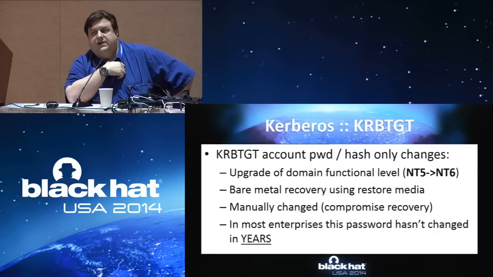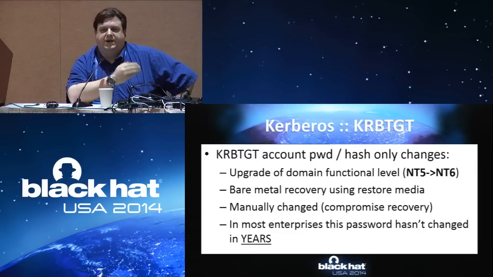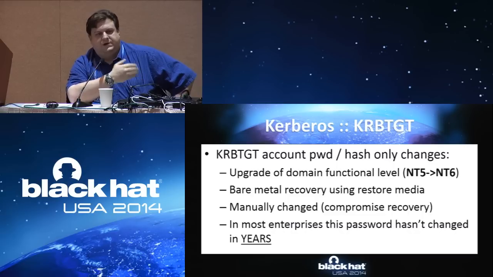So the Kerb TGT account password/hash only changes by default during a domain functional level change, and only if you switch from an NT5 to an NT6. So if you were going from 2000 or 2003 domain functional level to 2008 or 2012, there would be a Kerb TGT roll. And that's because the newer NT6 versions have to calculate an AES key as part of it.